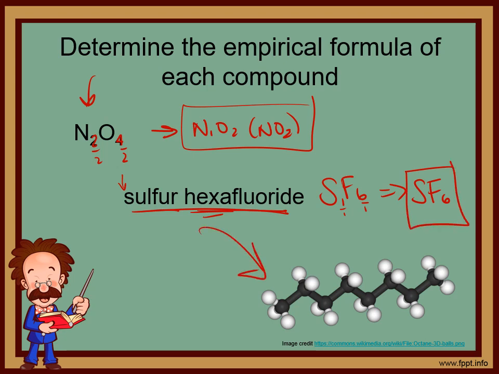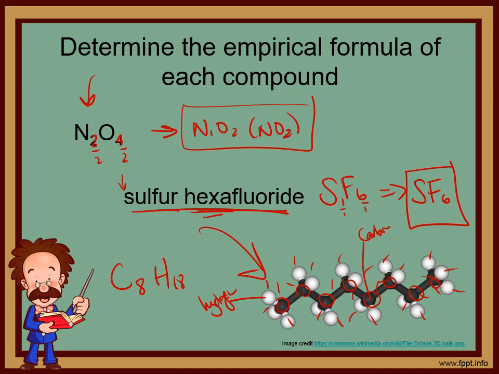This guy, now I've got a picture, not a formula. Each of these dark gray balls is representing a carbon atom, and each of our lighter colored balls representing a hydrogen atom. So let's go ahead and count our carbons. There's 1, 2, 3, 4, 5, 6, 7, 8. Got 8 carbons. How many hydrogens? 1, 2, 3, 4, 5, 6, 7, 8, 9, 10, 11, 12, 13, 14, 15, 16, 17, 18.